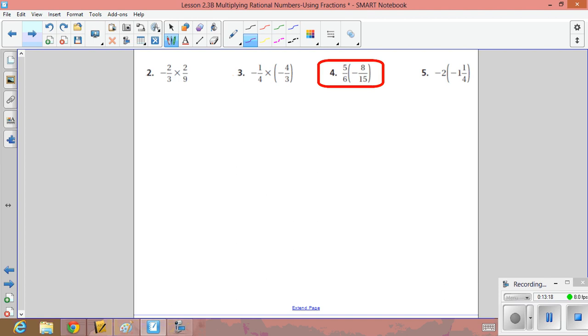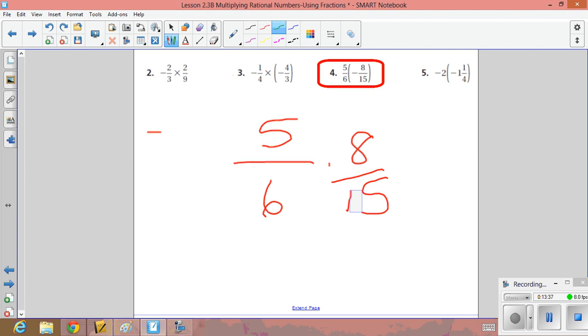We have 5 over 6 times negative 8 over 15. So I immediately know my solution is going to be negative because my signs are different. I'm going to cross-reduce. Let me rewrite this to make it bigger. I'm going to make the 5 a 1 because I'm dividing by 5. So 15 divided by 5 is 3.